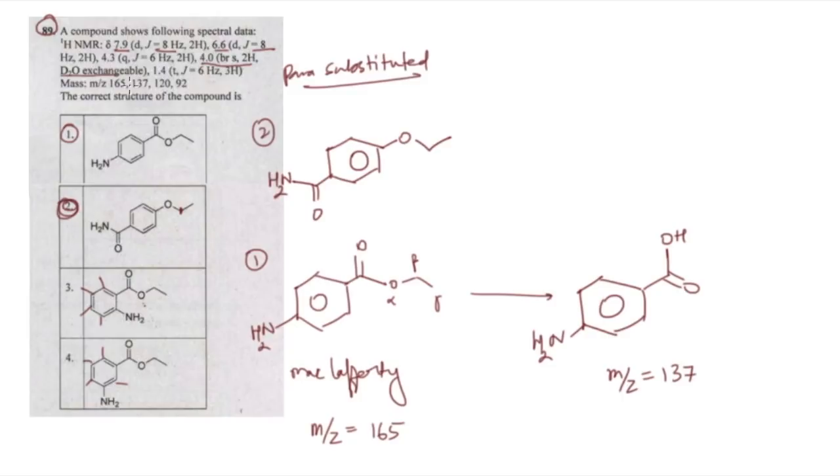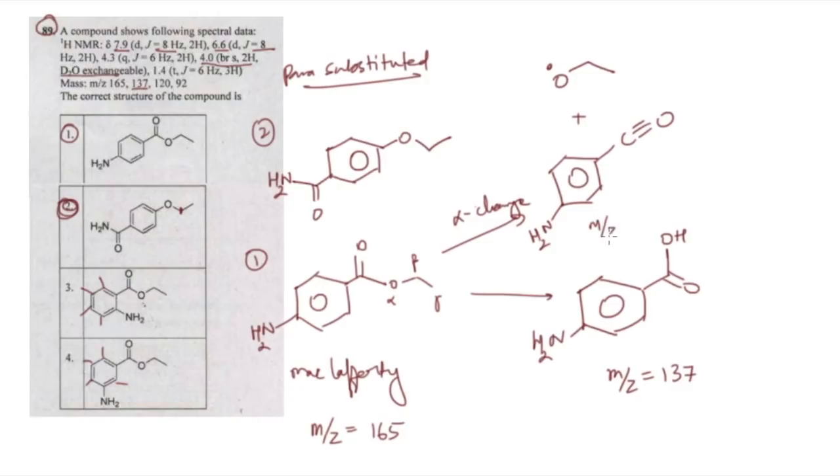That is also given in the mass spectrometry data, right? The other possibility is alpha cleavage. If it undergoes alpha cleavage, it will give you this product, and along with that you will get a fragment like this. The m/z for this is 120. That is also given over here.